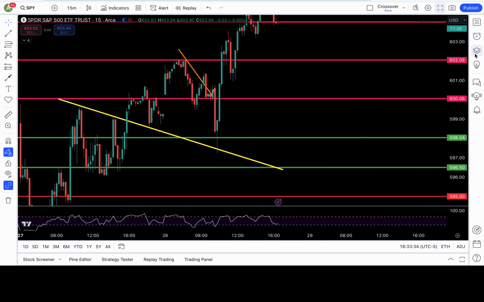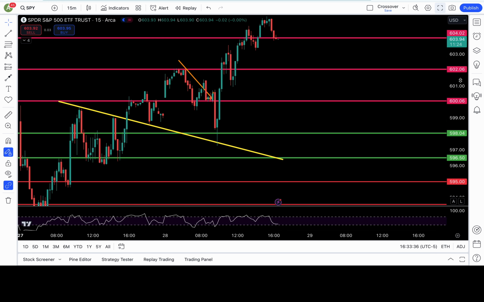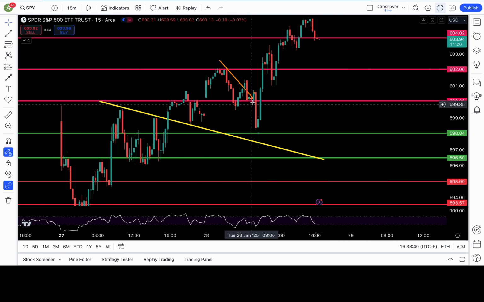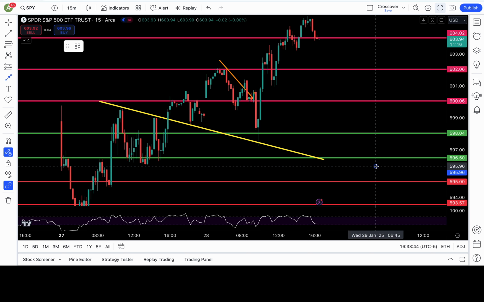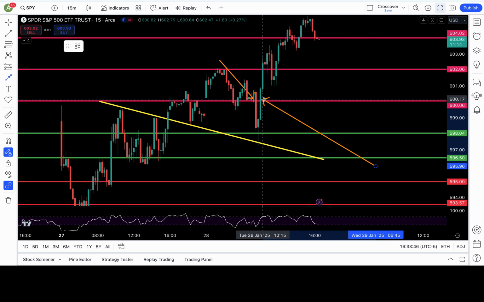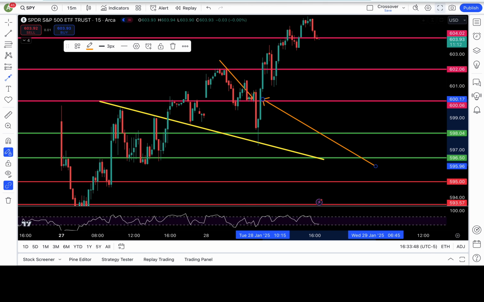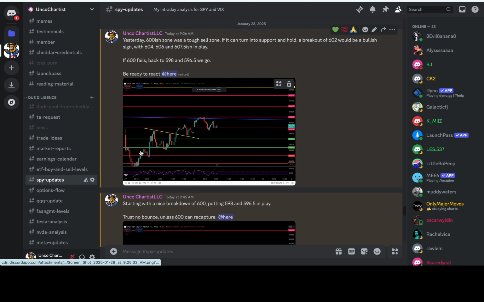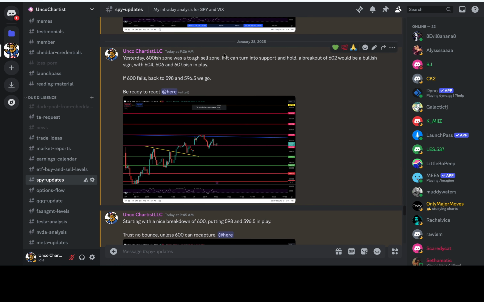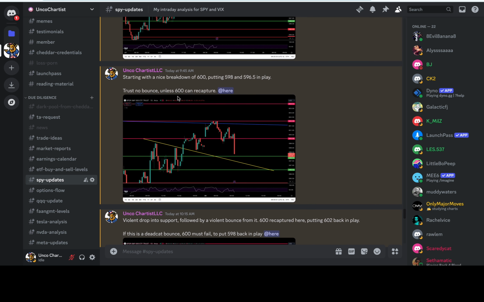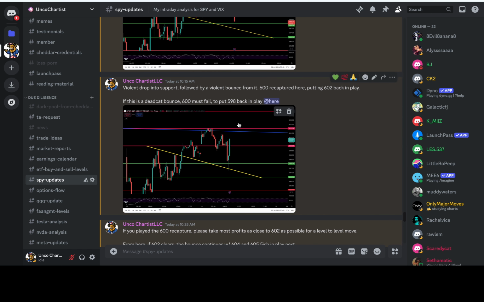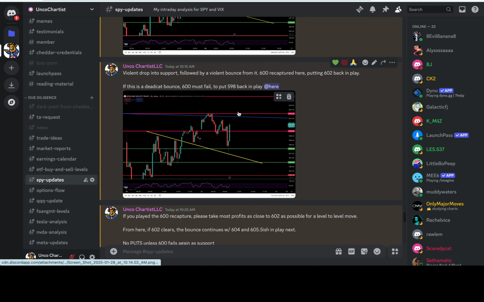Let me show you an example of a false breakdown. Now, a false breakdown is like the false breakout, except in reverse. You guys see it right here. We broke down 600. We hit support. And then what happened? We recaptured 600. That false breakdown was alerted in the group. This was the first one. This is the second post of the day when I mentioned the breakdown. And then the third post of the day is when I mentioned the 600 level being recaptured.